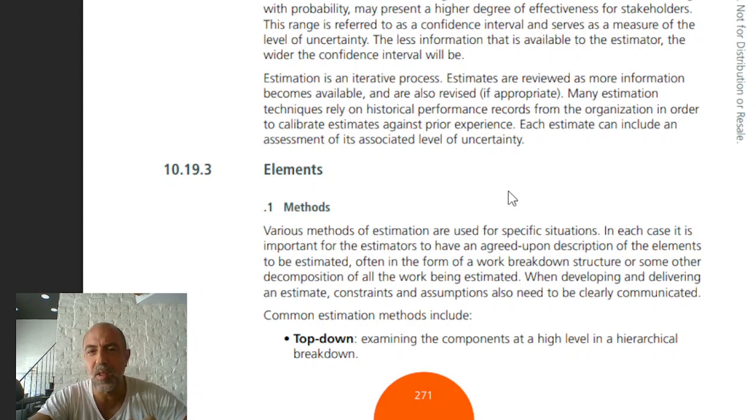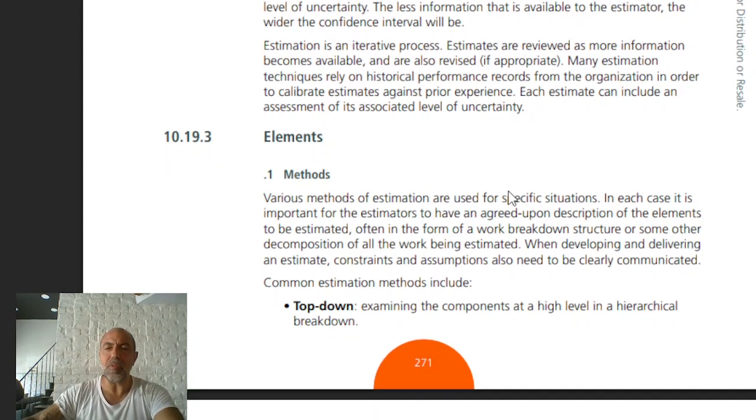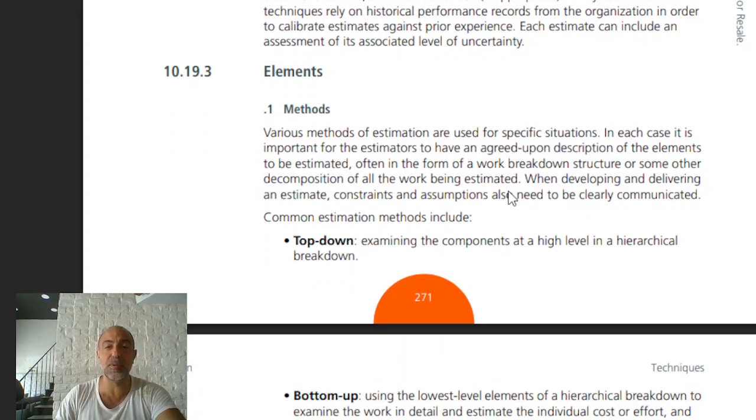So whatever we estimate changes when there are more reviews, when there's more information. And many techniques rely on historical performance records from the organization, but also the records could be how much we paid, what we have to pay now, what we are using, and all that kind of stuff. And also it's weighed against prior experience. It could include an assessment of its associated level of uncertainty, I guess.